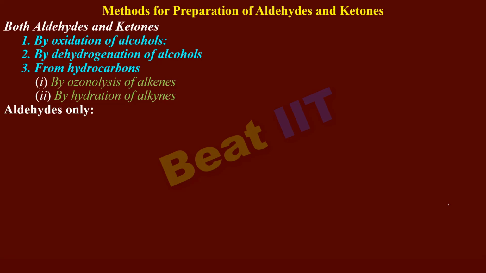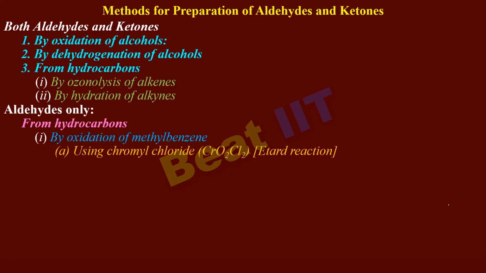Then we talked about the methods applicable for aldehydes only. Here, only one main category was there, that is from hydrocarbons. From hydrocarbons, we talked about three subcategories. The first one, by oxidation of methylbenzene. In this case, we used chromyl chloride. In second case, we talked about using chromic oxide. In both cases, we got a chromium complex first, and benzaldehyde was produced. When we use CrO2Cl2, that is chromyl chloride, it is an important named reaction, Etard reaction.